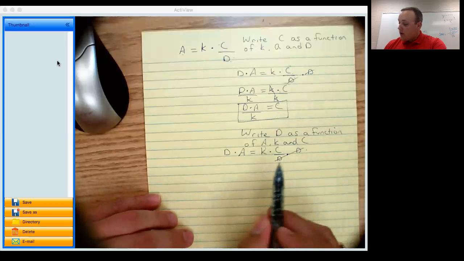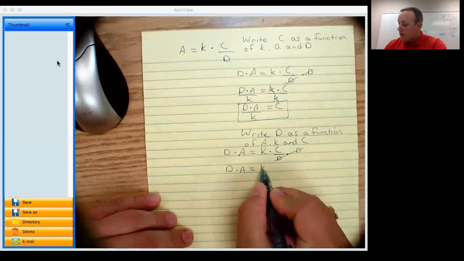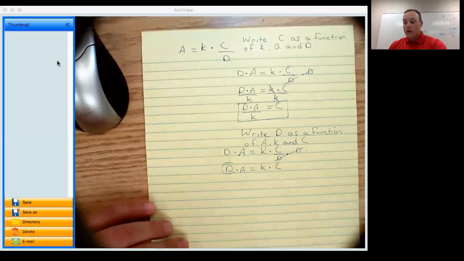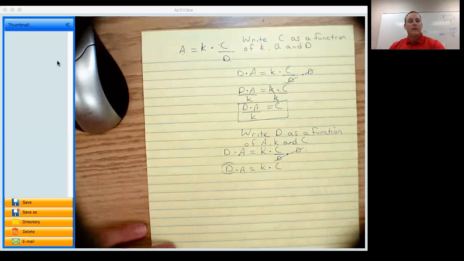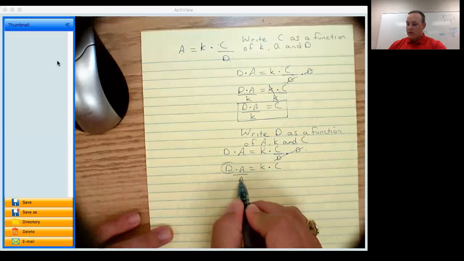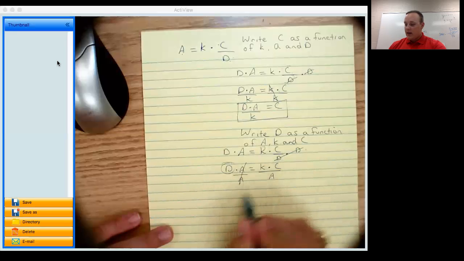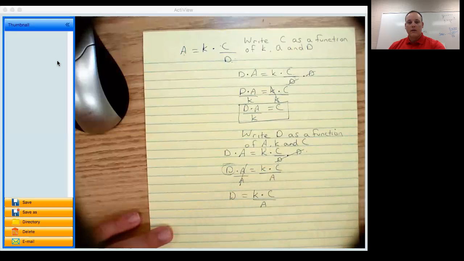All right, so now I'm going to write the problem down once again, and I want to solve for D. So all of a sudden, I have to eliminate everything else on this side. So how do I? Could you divide by A and have it D equals? You certainly could. Divide by A on both sides. So now D equals K times C divided by A. So that's the answer then?